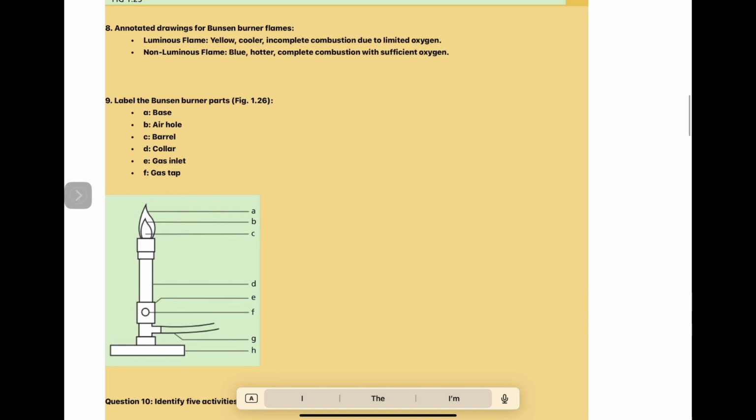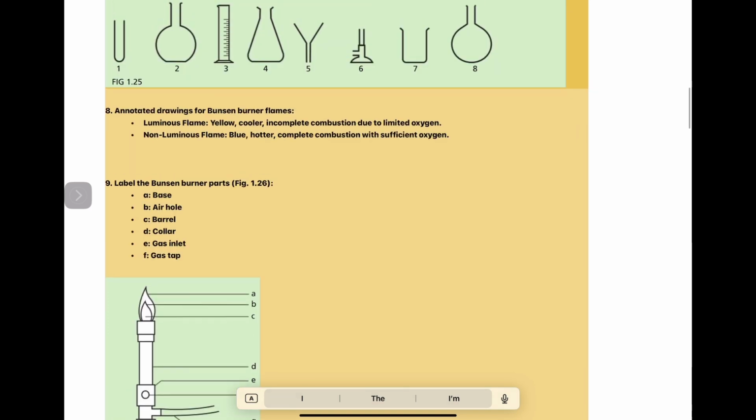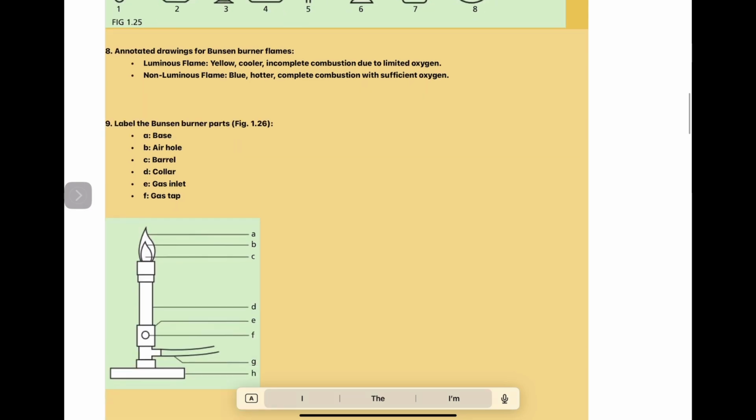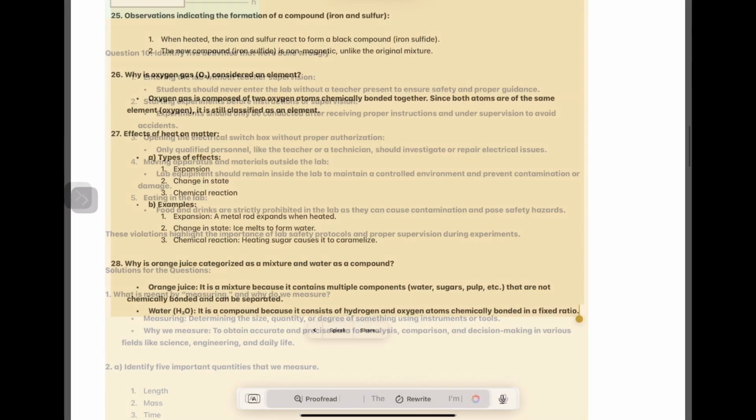9. Label the Bunsen burner parts. Figure 1.26. A. Base. B. Air hole. C. Barrel. D. Collar. E. Gas inlet. F. Gas tap.